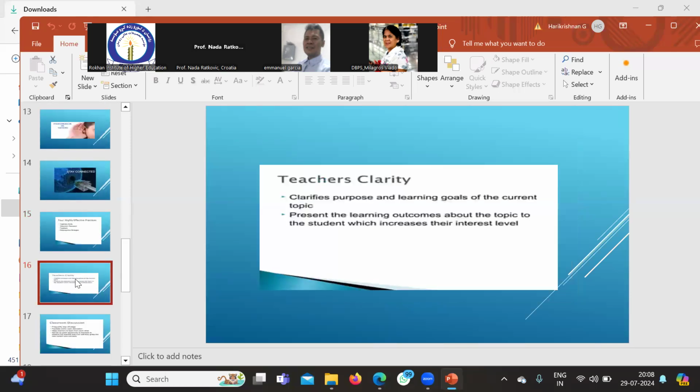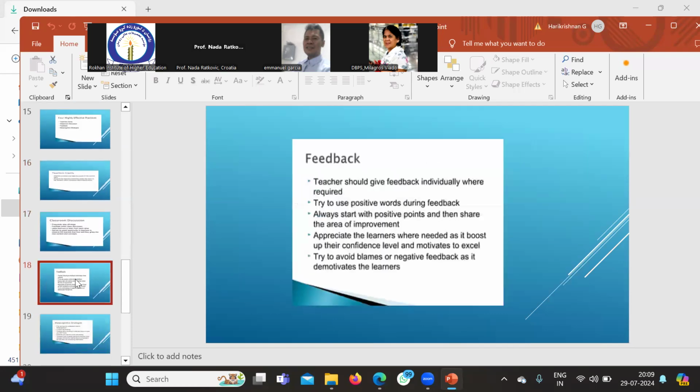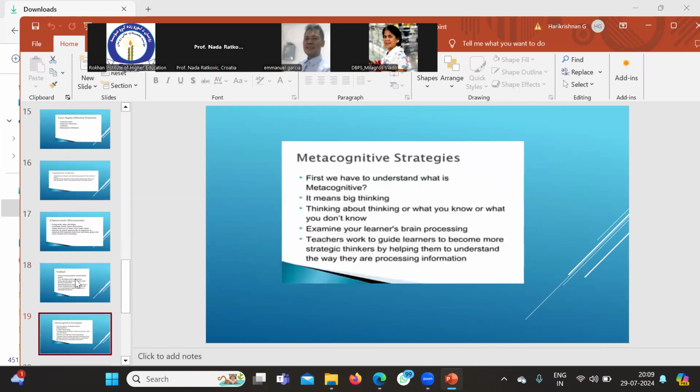So let's see what this clarity is. Teachers clarify the purpose and learning goals of the current topic, present the learning outcome about the topic to the students, which increases their interest level. So we have to create curiosity among the students. Classroom discussion should happen so that they will be able to share their views and their ideas. Then finally, I have mentioned feedback also.